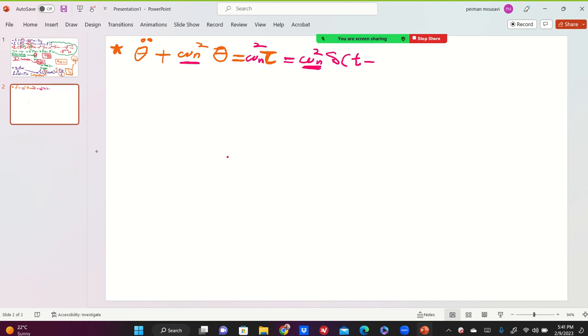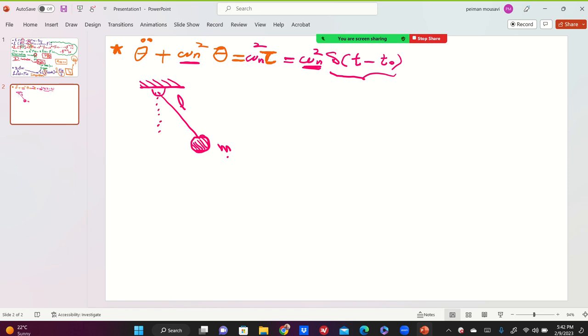T minus T naught. What is this, guys? I want you to tell me because I taught you a million times. Delay in which function? Look at your notes. Which input to the system I told you? This delta stands for what? Yes, delayed impulse. So it means this is our famous problem, right? That's why I told you I'm going to use it several times.